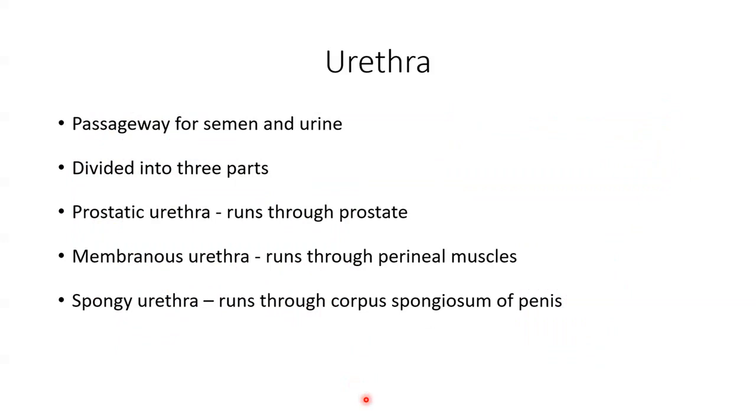So our urethra is that passageway for semen and urine. It's divided into those 3 parts. Our prostatic urethra, which runs through the prostate, our membranous urethra, which runs through those perineal muscles, and then the spongy urethra, which runs through the corpus spongiosum of the penis.